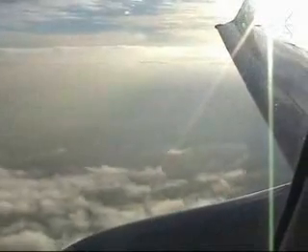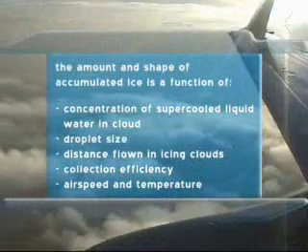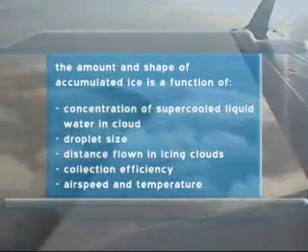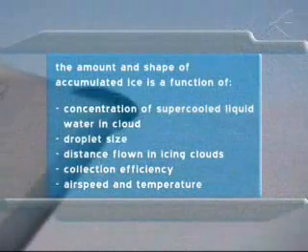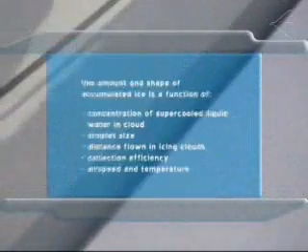Airframe icing occurs when supercooled liquid water in the air adheres to or accretes on the surface of an aircraft. In flight, ice accumulation on an aircraft depends on many factors. The amount and shape of accumulated ice is a function of the concentration of supercooled liquid water in the cloud, droplet size, distance flown in icing clouds, collection efficiency, airspeed, and temperature.